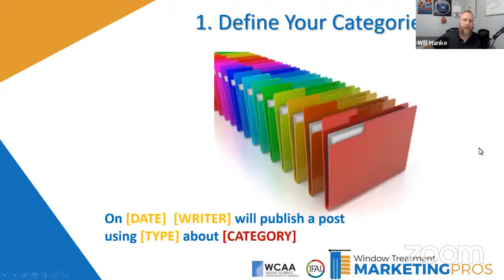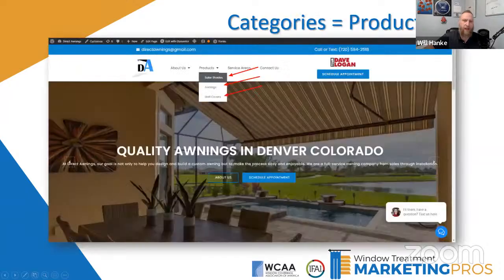So the first piece is to define your categories. And we're going to take this formula kind of backwards. So on date, writer will publish a post using type about category. Categories are not really the topic of the post, but the category that it falls under. So does it fall under a certain product line, right? Categories could be products. You could be writing a blog that's specifically about solar shades or awnings or well covers, something like that. That would be one way to figure out a category, is the list of products or services that you have. So that's a pretty easy one.